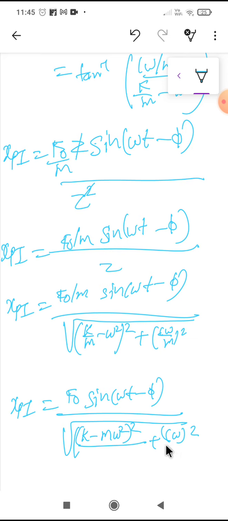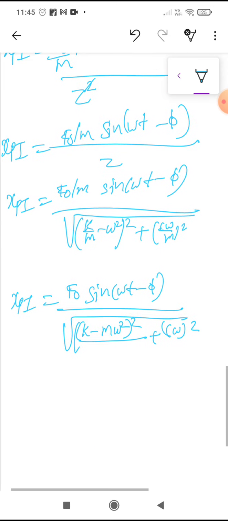So here also m square is common, so I'm taking 1 upon m square outside the under root, so m square will become m, and here the f0 by m it was, so here 1 upon m, so m gets cancelled, so we are left with this equation only. So now what is this?